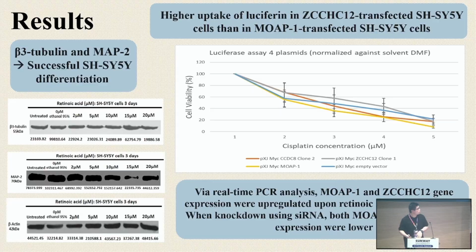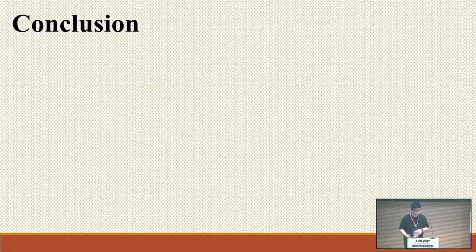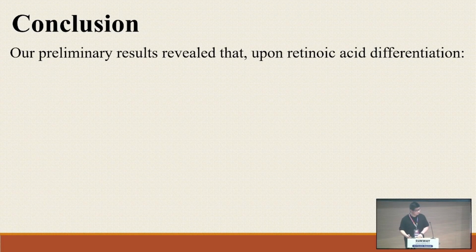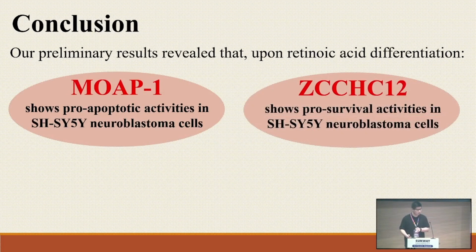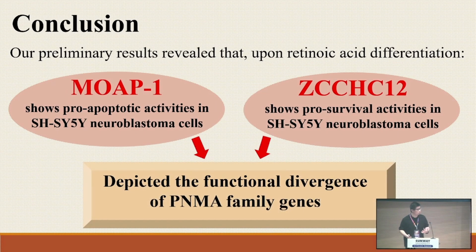So in conclusion, our preliminary results show that upon differentiation, MOP1 is a pro-apoptotic gene, and ZCCHC12 is a pro-survival gene. So this rounds back to what I mentioned earlier. Among the 15 to 19 family members, the genes have different functions. So we call that the functional divergence of PNMA family genes.